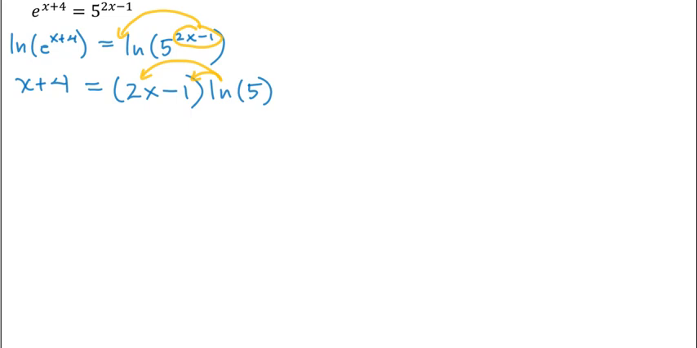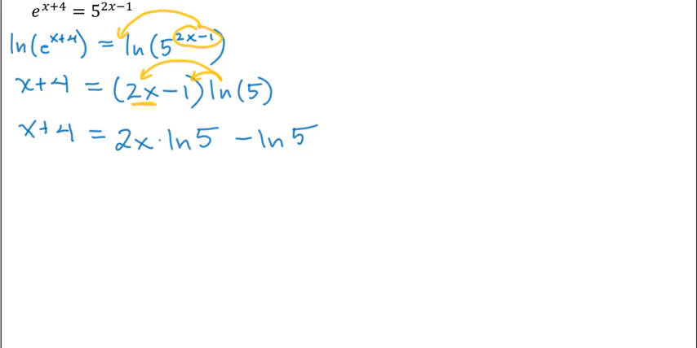What I'm looking at now is I started with variables stuck in the exponent, and I need to get them out of the exponent, so I used a log. Now what I'm looking at is I have a variable stuck in parentheses, so I'm trying to get rid of the parentheses so that I can continue to work towards solving. So the x plus 4 is fine. On the right-hand side, I get a 2x times the natural log of 5 minus the natural log of 5.